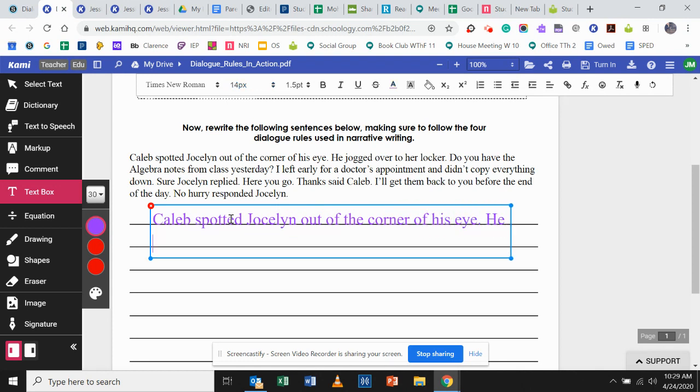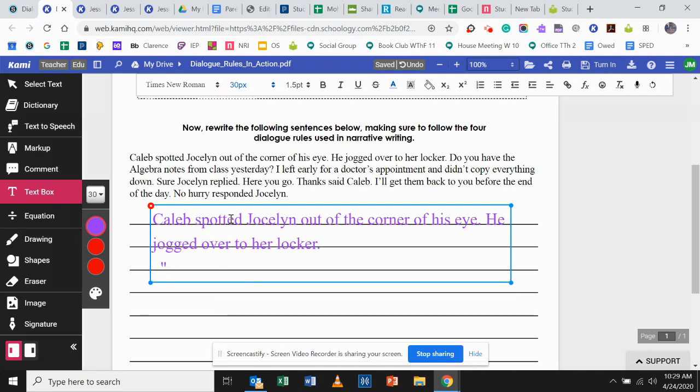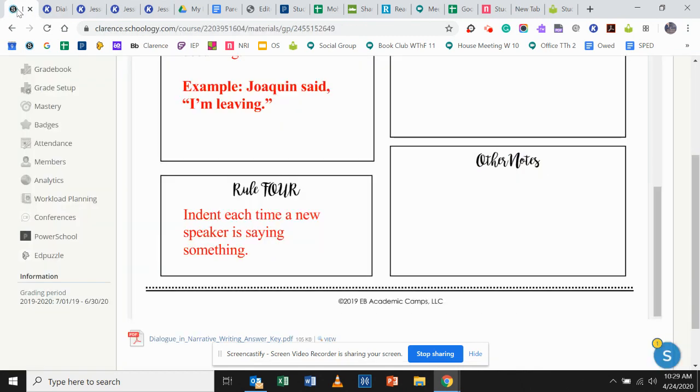He jogged over to her locker. Oops, hold on, typo there. And now it says, do you have the algebra notes from class yesterday? Now, is that somebody talking? So you would have to hit enter, hit indent, put your quotation marks in, and then start typing. So that's your task. Again, when you're finished, you click turn it in.